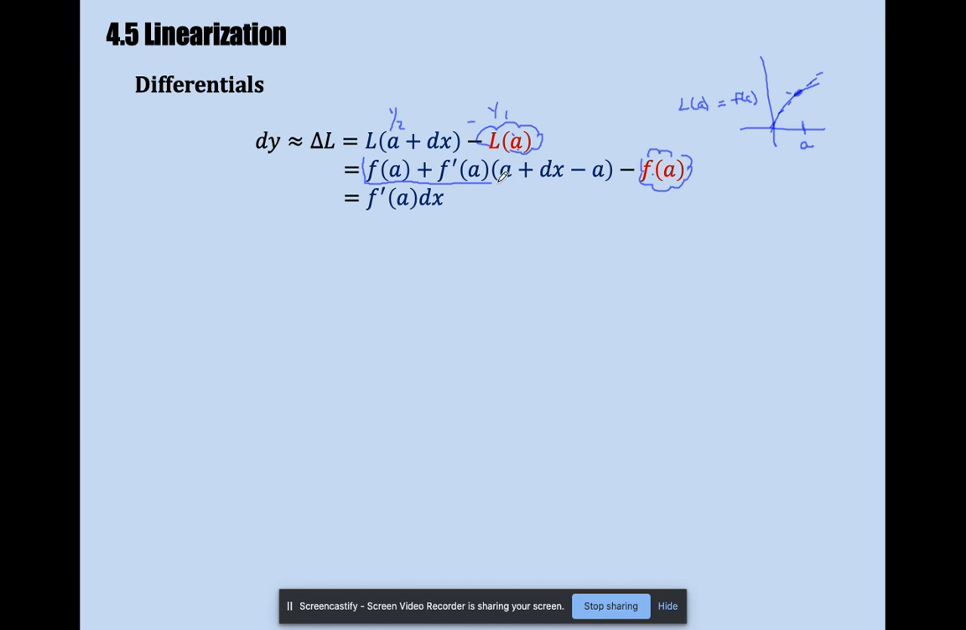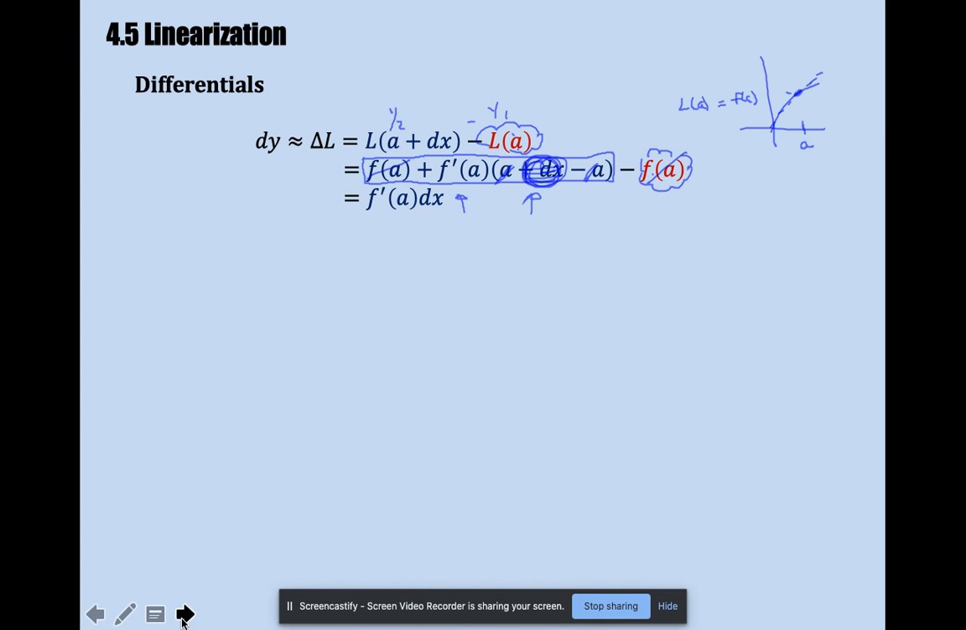And then look at what I have here. Can you see what that is? The y2? That is the equation of the tangent line at A. But notice what happens there. A minus A cancels out, and I'm just left with dx. And then notice what happens with the f of a's. They also cancel out. So I am just left with f prime of a times delta x.